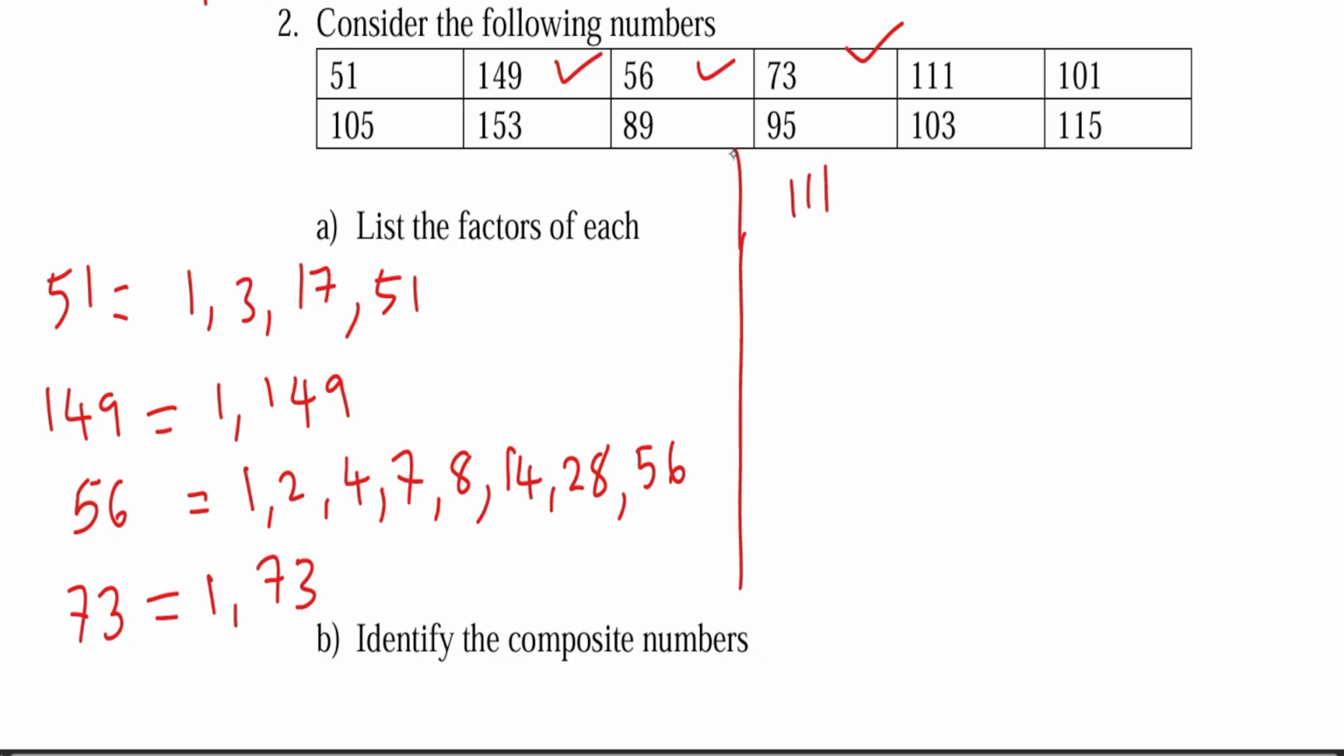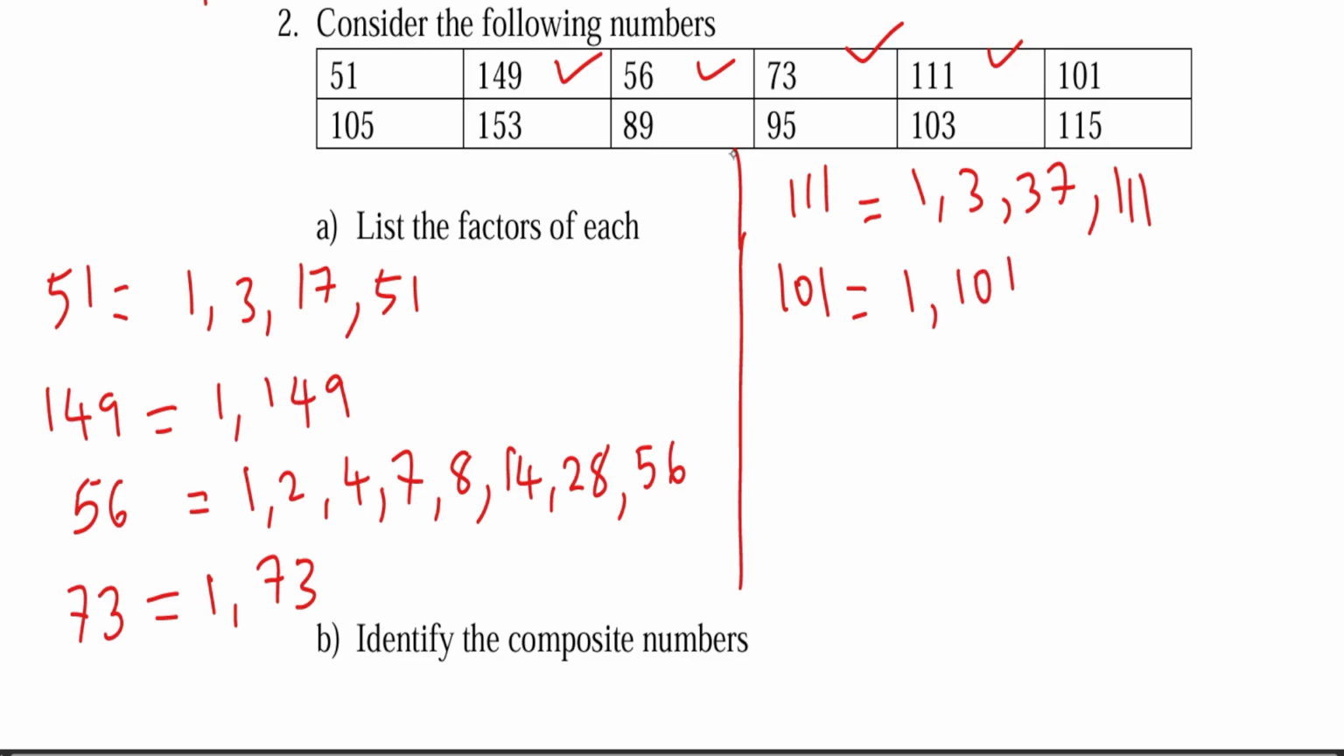Then 111. 111 is not a prime number. Be very careful, because you have factors of 1, 3, since you can divide 111 by 3. You can also divide by 37. You can confirm that, because if you divide by 3, it gives you 37. And the last one is 111 itself. Another one is 101. 101 is a prime number, so the factors are just 2: 1 and 101.